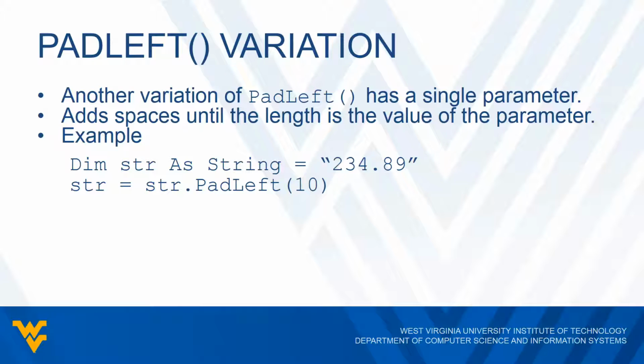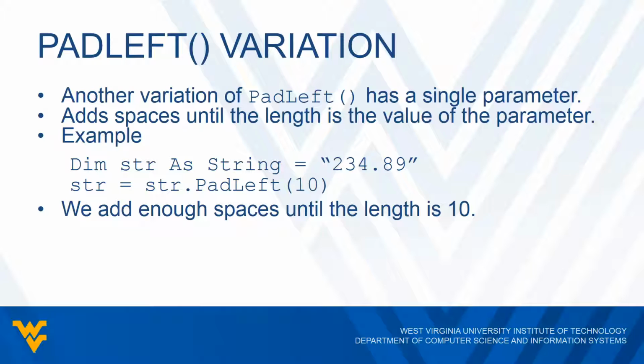So we have 234.89, and then we call pad left on the string and we pass the value 10. What this is saying is we're going to just keep adding spaces to the front of our string until the total length is 10. So if we remember, the length of the original string is 4.